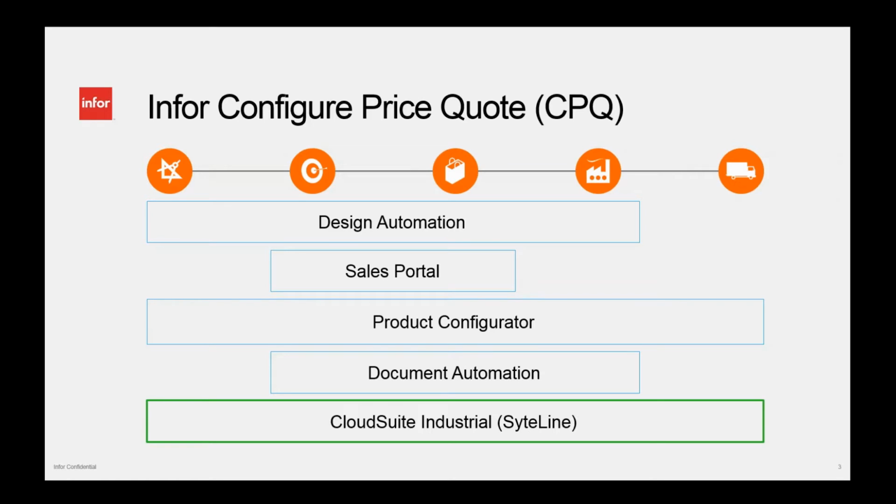And our sales portal takes all of those capabilities, makes it web-enabled to allow dealers and distributors to quote and order configured products. So there is a full suite of products and options, but today we're really going to focus on CloudSuite Industrial and Sightline and the capabilities that are built directly into that application.